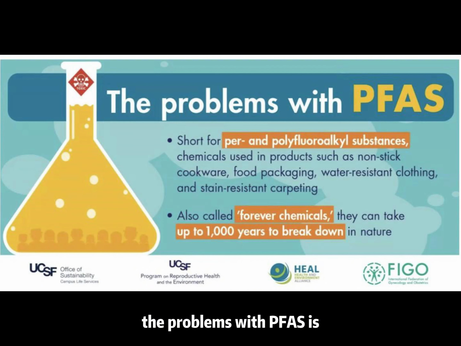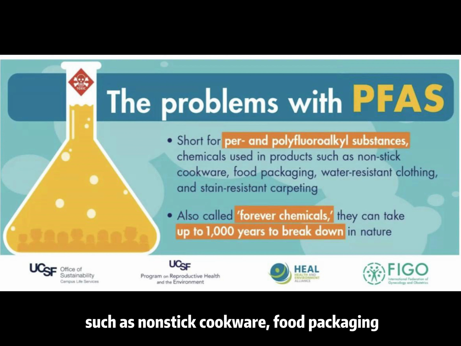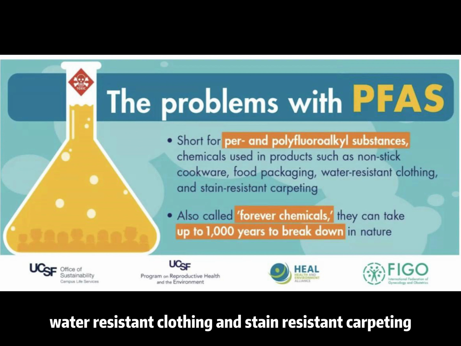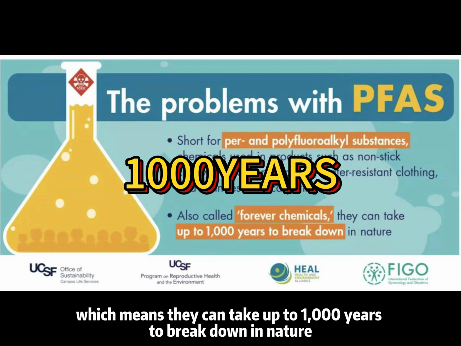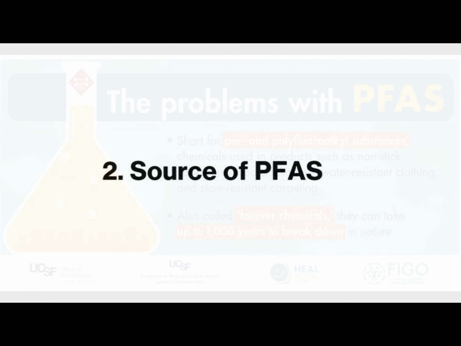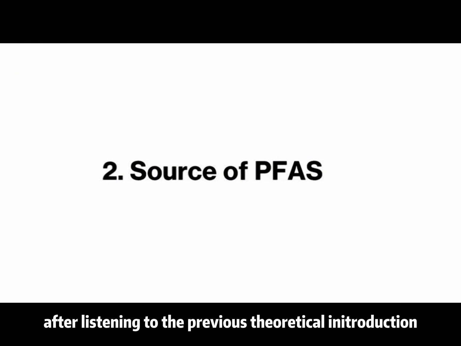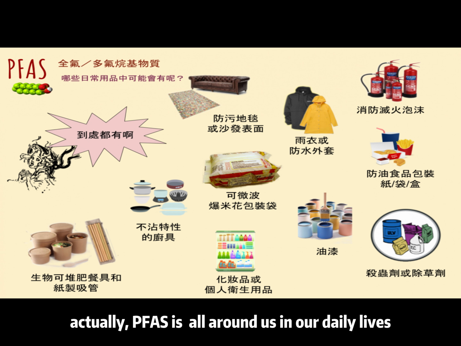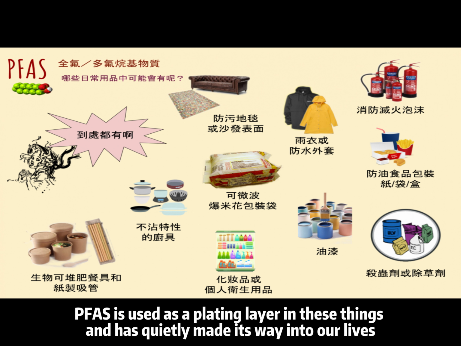The problems with PFAS are: firstly, PFAS are chemicals used in products such as non-stick cookware, food packaging, water-resistant clothing, and stain-resistant carpeting. Secondly, they are also called forever chemicals, which means they can take up to 1,000 years to break down in nature. You might not have realized how closely PFAS is related to us after listening to the previous theoretical introduction. Actually, PFAS is all around us in our daily lives. It's in waterproof clothes, non-stick pans, food bags, cosmetics, and the electronic products we use frequently. PFAS is used as a coating layer in these things and has quietly made its way into our lives.